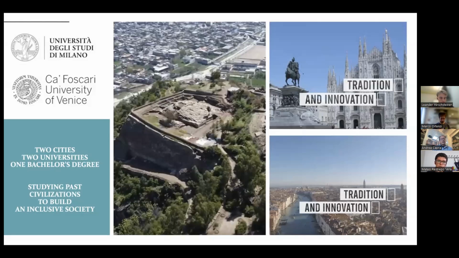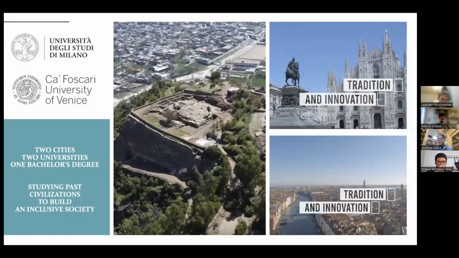One of the key ideas we have is basically, as you can see here, studying past civilizations to build an inclusive society. So this is a program which is devoted to antiquity, but unlike many such programs in Italy and, shall we say, in Europe, or let's use this controversial expression, the Western world, it's not solely about the Greek and Roman world. The idea is rather to combine ancient civilizations from all across the planet. And that's one of the points that I really want to stress here.